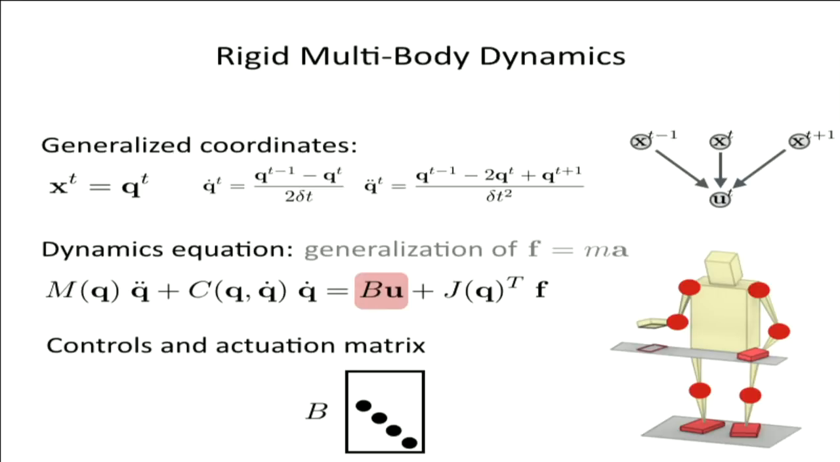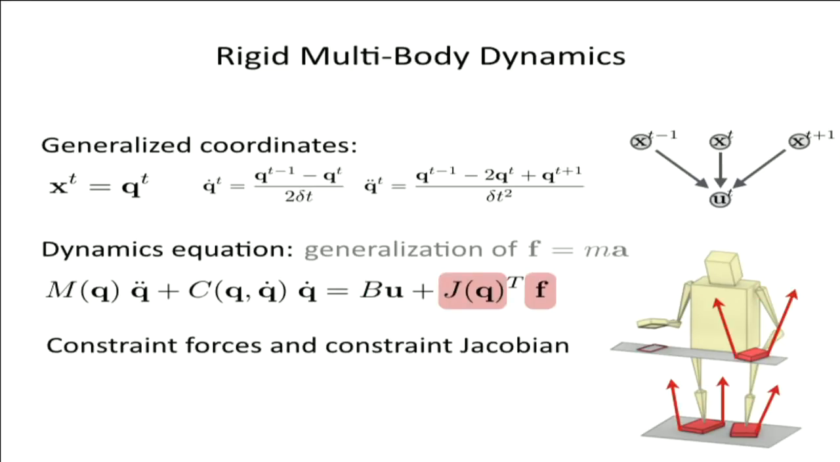So you have your controls, but you may actually have more degrees of freedom in your system than you have controls. For example, the free-floating degrees of freedom, you cannot really control them. You don't have motors that control where your robot floats in space. And so this actuation matrix B will reflect that, where you're going to have ones for all the degrees of freedom you can control, and zeros for the degrees of freedom that you cannot control.